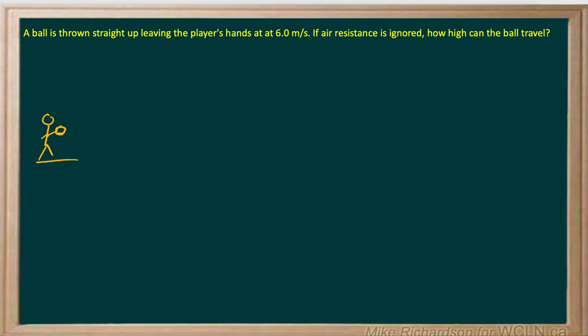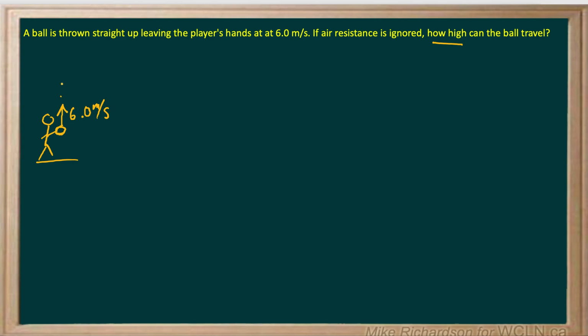Okay, in this case, we've got a ball that starts in somebody's hand, and the second it leaves his hand, he throws it straight in the air, and the ball begins to climb with an initial velocity of 6 meters per second. So it's no longer in his hand, it's basically in a free fall. And we want to know how high the ball can travel.